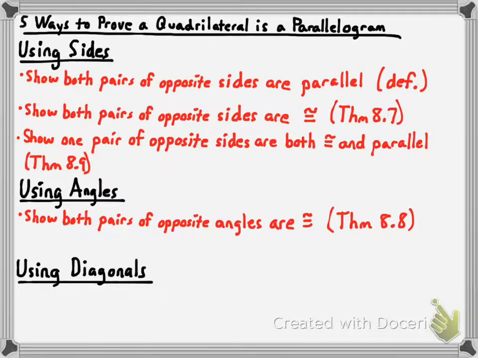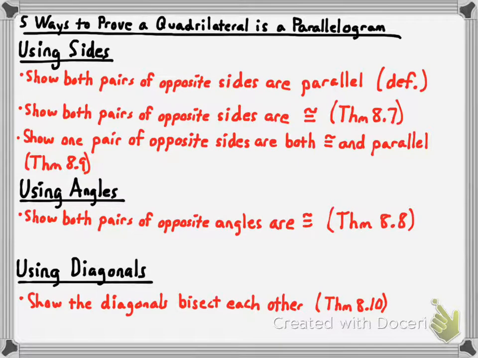Now you might recall that the consecutive angles of parallelograms are supplementary to one another, and so you might say that if you prove that all the consecutive angles are supplementary, that makes a quadrilateral a parallelogram, and you're right, but essentially what that does is prove that both pairs of opposite sides are parallel as well, so I'm not going to list that separately here. And then there's finally the second drawing that I showed you. You can show that the diagonals of a quadrilateral bisect each other, and that makes that quadrilateral a parallelogram as well.